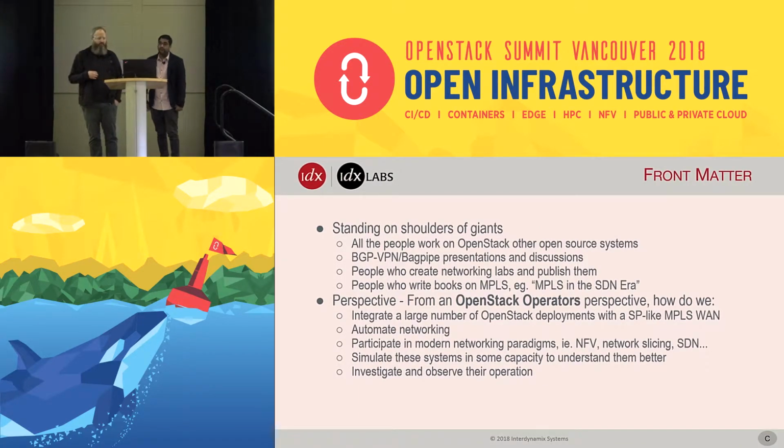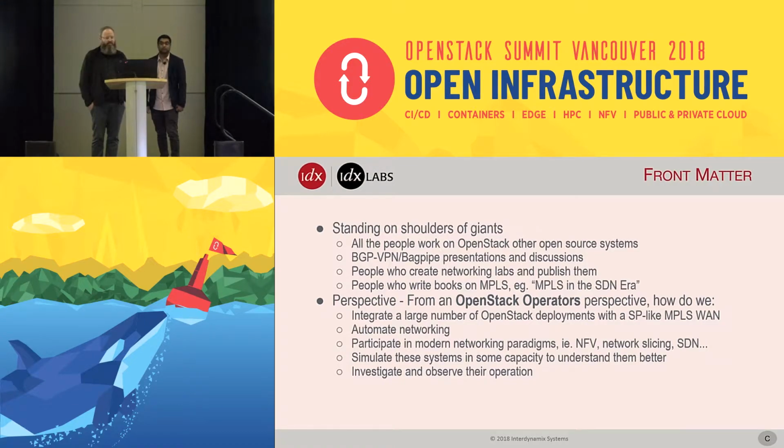So I always like to do a bit of front matter. We're standing on the shoulders of giants, of all these people who have written code, who've written open source software, OpenStack. Also the projects that we're using in this presentation: BGP VPN, Bagpipe. Also, people who write and publish network labs, right? So we used some work that people have done to build our lab MPLS network. And books like MPLS in the SDN Era, which you'll hear a couple times. It's a pretty fascinating book.